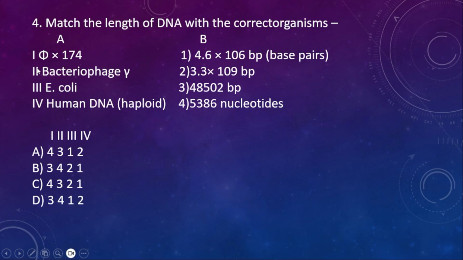So let me go for the next one, the second one, that is bacteriophage lambda. Bacteriophage lambda has 48502. So 2 is 3. 2 is 3, again A and C both, isn't it? So we'll go for the third one, E. coli. E. coli has 4.6 into 10 to the power of 6 base pairs, bp in the sense base pairs. This is not 106, it's 10 to the power 6. Okay, so 1 is 1, 3 is 1. So the right option here is option A.